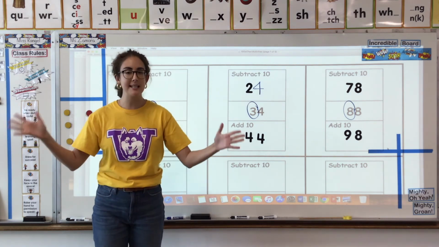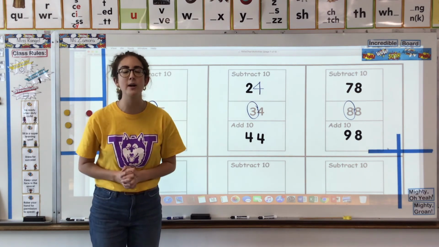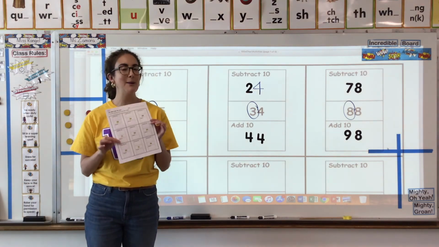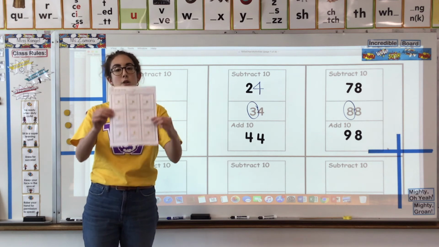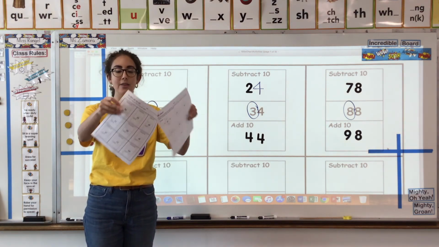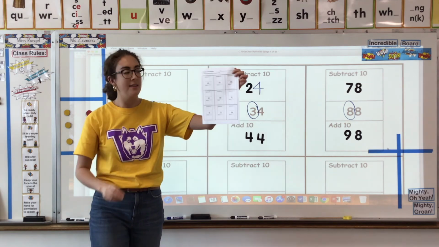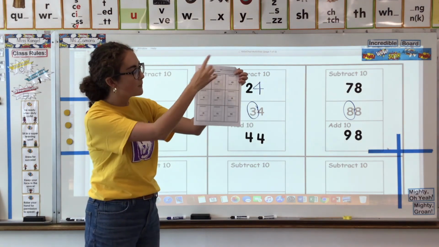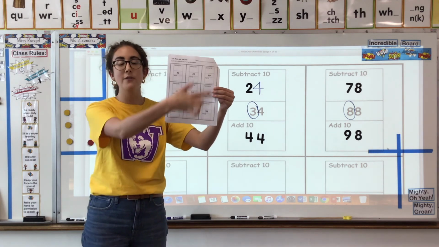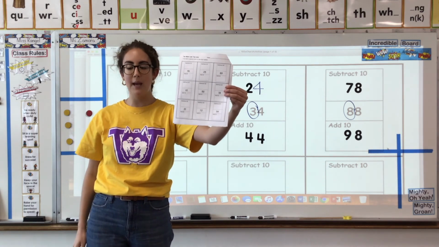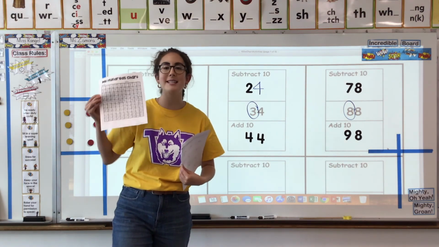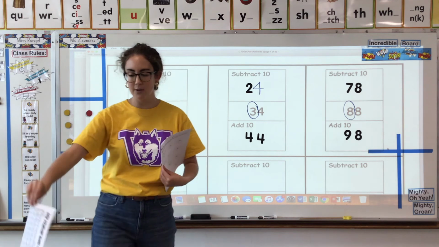So now it's that time of the day where you are going to work on these skills on your own, using the same math packet you have out right now. You have two options today. You can either complete this second page. It's a brand new page of 10 more or 10 less. You can use your hundreds chart or not. That is up to you and your challenge level.